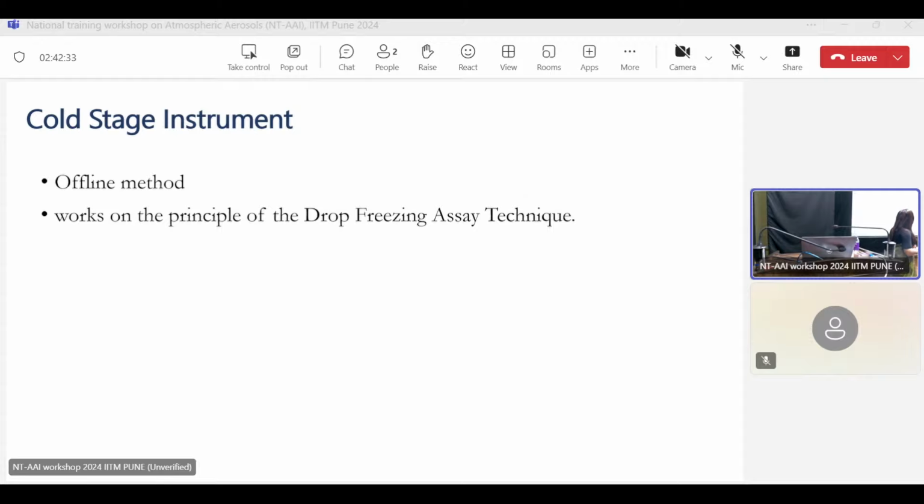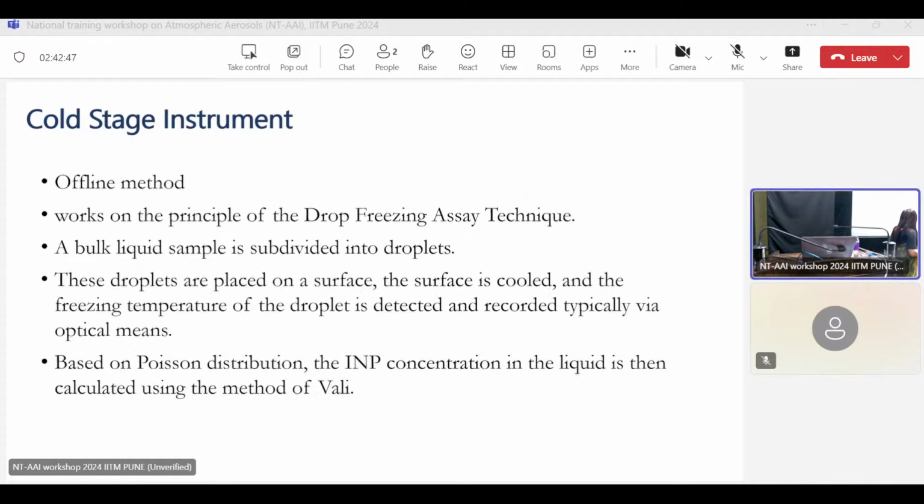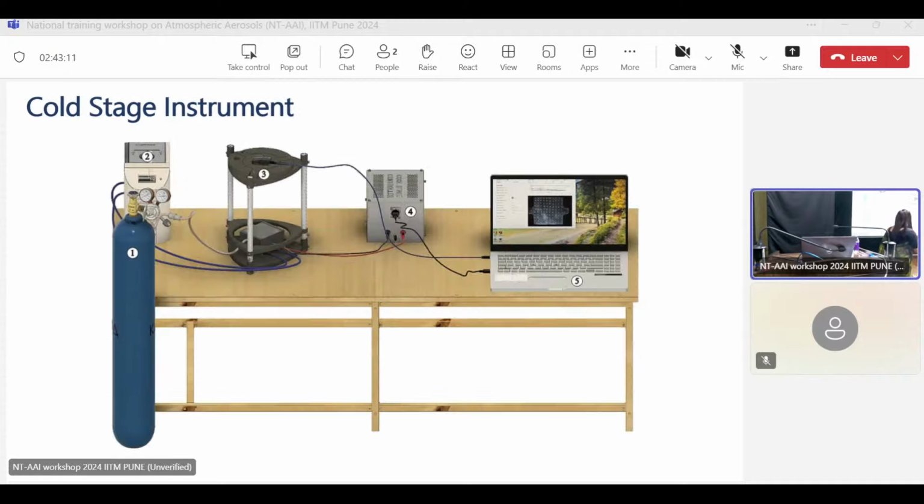So it works on the principle of drop freezing assay technique. A bulk liquid sample is subdivided into droplets, which I just shared with you. So how will you subdivide it into droplets? Just using the pipette. These droplets are placed on the surface. Surface is cooled, and as it freezes, we see how it is freezing with respect to temperature. So it is based on the Poisson distribution. The INP concentration of the liquid is then calculated using the method of Poisson. So you should always remember, when we are talking of which type of distribution, it is a Poisson distribution on which the INP calculations are based.